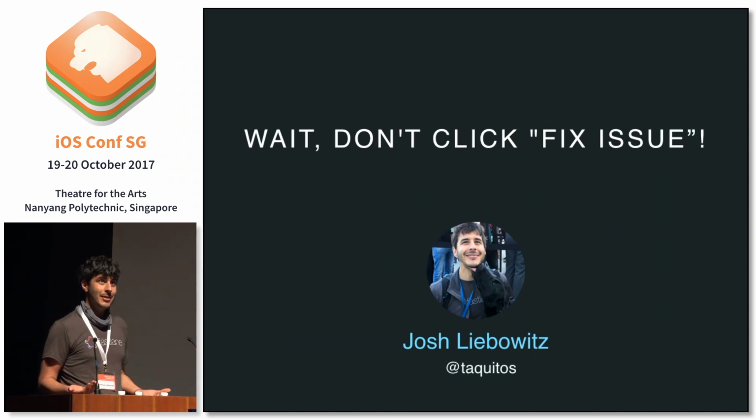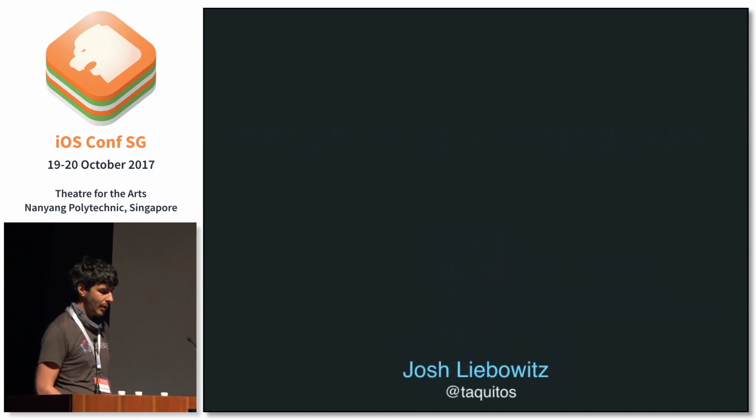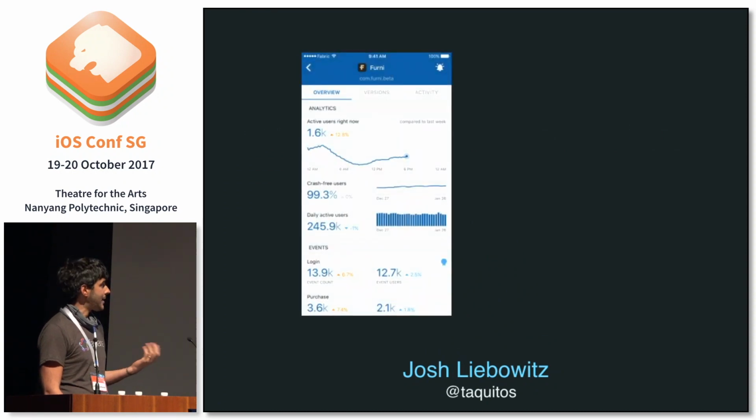So thanks so much for having me out here. I'm Josh, and like I said, you can find me at Taquitos on Twitter and GitHub. I'm an engineer at Google, and I'm working on an open source tool called Fastlane, which many of you have heard about. I used to work at Twitter, where I got to help build the Fabric iOS app. And before that, I worked on some safety features in the Twitter app.